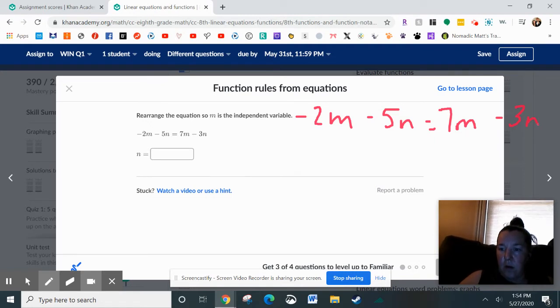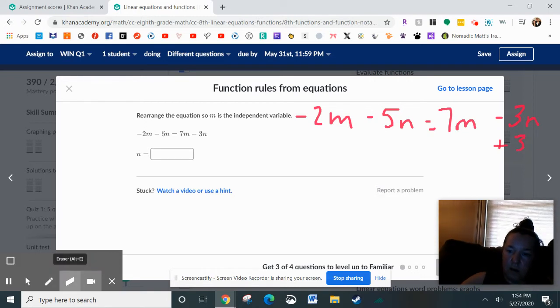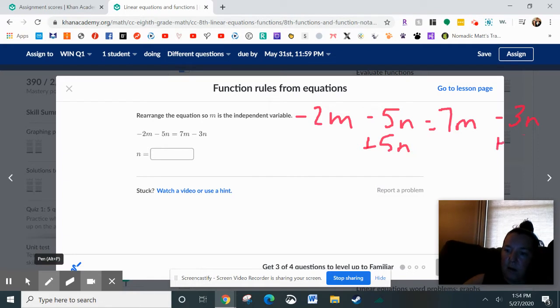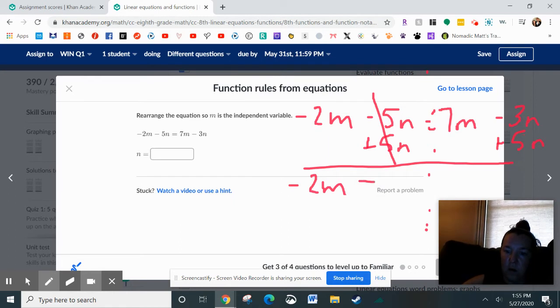All right, so I think the first thing I'm going to do is get rid of this positive. Actually, no, just disregard. I want to make the n positive, so I'm going to add 5n to both sides. This should be familiar from all our work with the equation. So I had a negative 5n here, so I'm going to add 5n to it, and I also have to do it to the other side of the equation to keep it balanced. So I have negative 2m left over here, and I have 7m. Negative 3 plus 5n is positive 2.